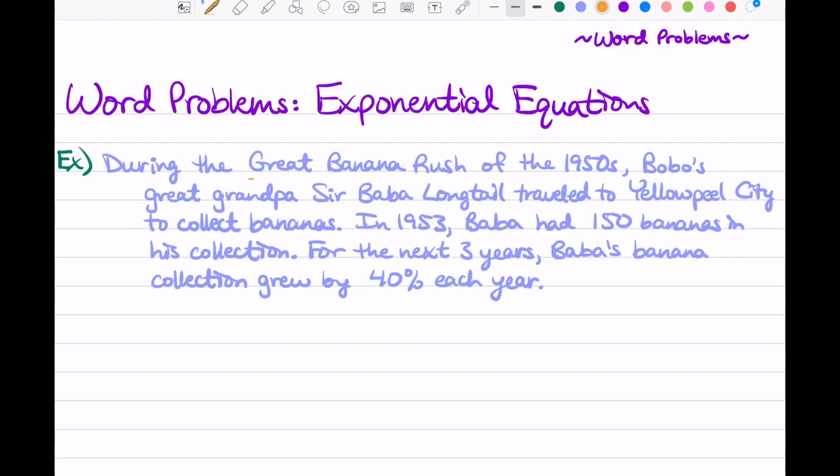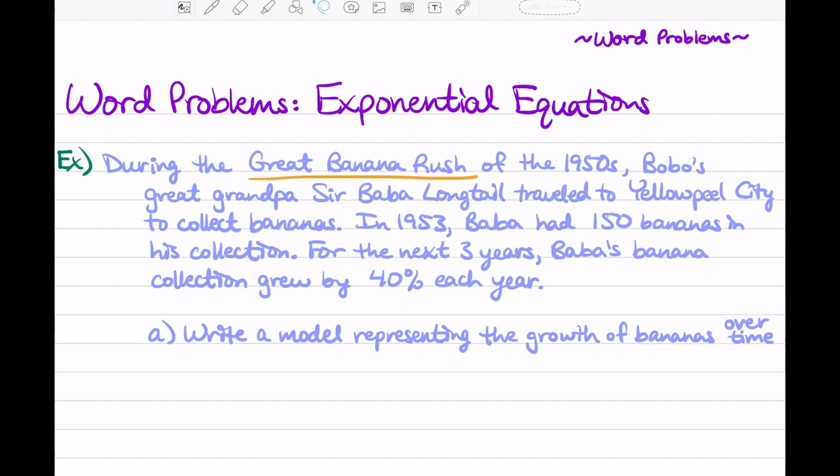During the Great Banana Rush of the 1950s, Bobo's great-grandpa, Sir Baba Longtail, traveled to Yellow Peel City to collect bananas. In 1953, Baba had 150 bananas in his collection. For the next 3 years, Baba's banana collection grew by 40% each year. Write a model representing the growth of bananas over time.